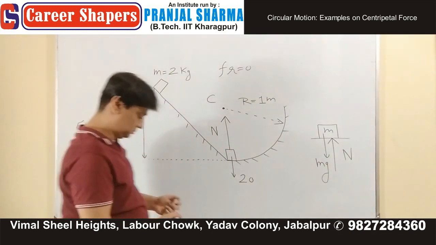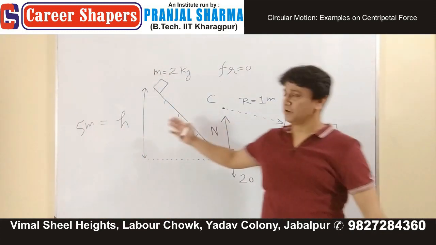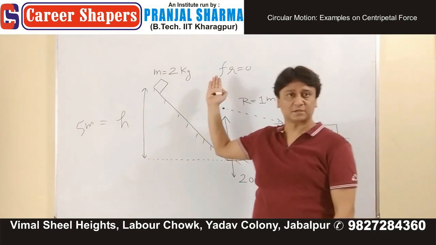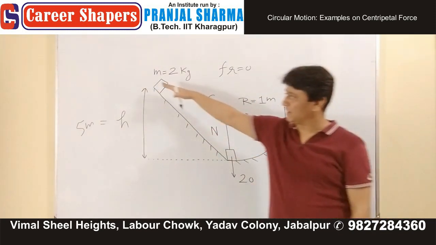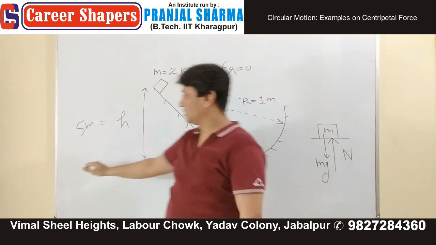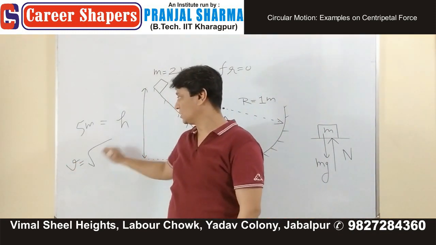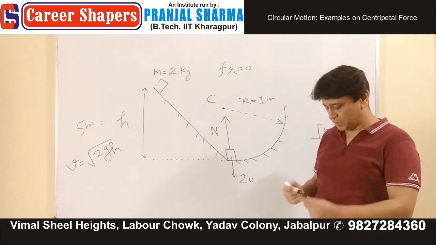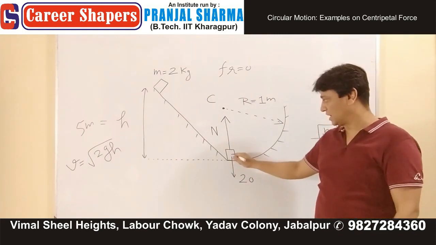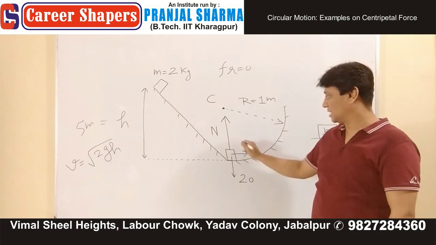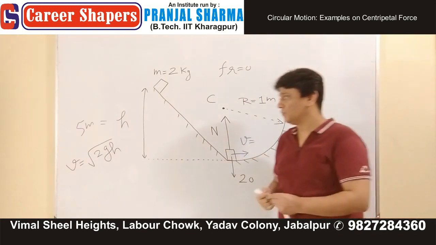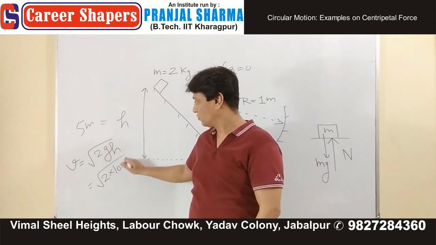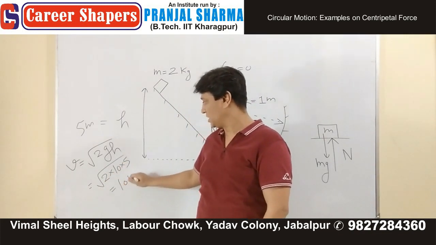Now, this is coming from kinematics. If you release something from height h and the surface is frictionless, then after coming down h, standard formula, v becomes root over 2gh. So when this object reaches here and starts moving in this circle, at that moment its speed is √(2×10×5), which is 10 meters per second.